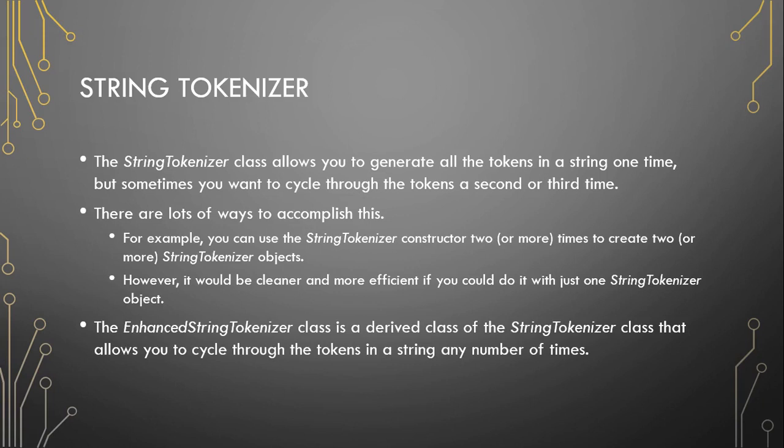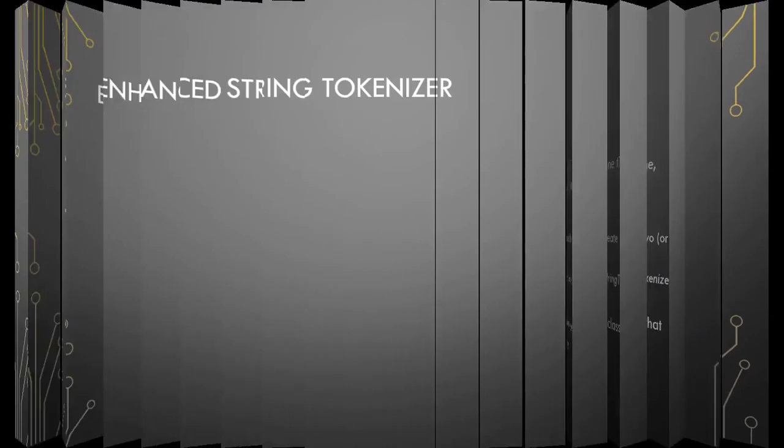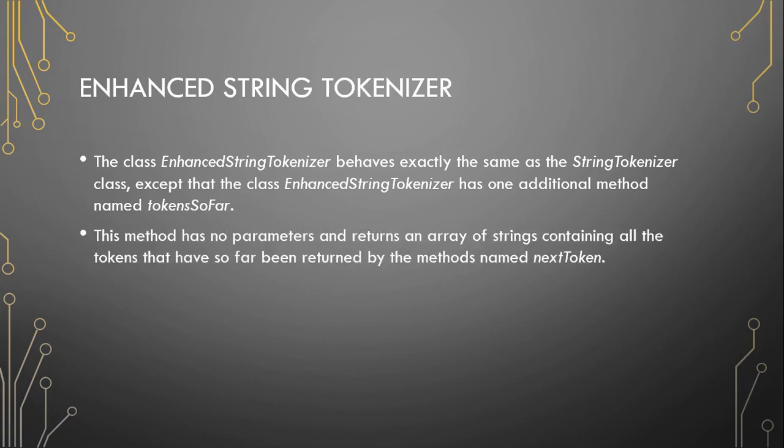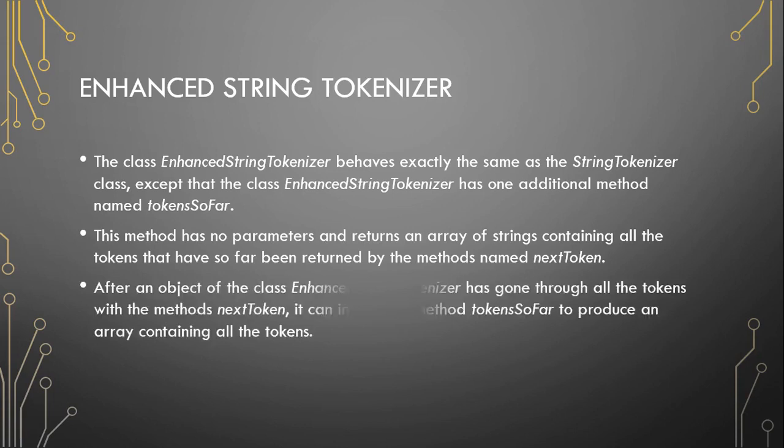So the enhanced string tokenizer class, therefore, is a derived class of the string tokenizer class that allows you to cycle through the tokens in a string any number of times. The class enhanced string tokenizer behaves exactly the same as the string tokenizer class, except it has one additional method named tokensSoFar. The method has no parameters and returns an array of strings containing all the tokens that have so far been returned by the method nextToken.